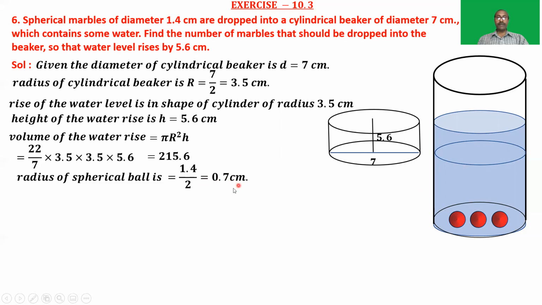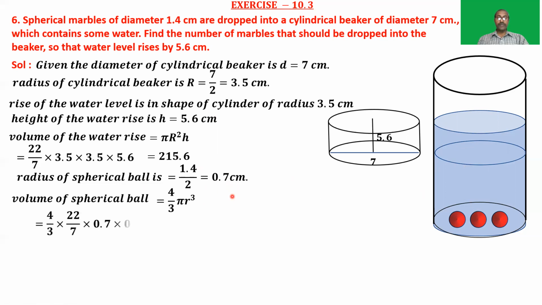Now the radius of the spherical ball is 0.7 centimeter because the diameter of spherical ball is given as 1.4 centimeter. So its radius is 1.4 by 2, for the spherical marble, 0.7 centimeter. Now the volume of the spherical ball is 4/3 pi r cube. So 4/3 into pi is 22/7, r is 0.7. So the value is equal to 1.4373 cubic centimeters.